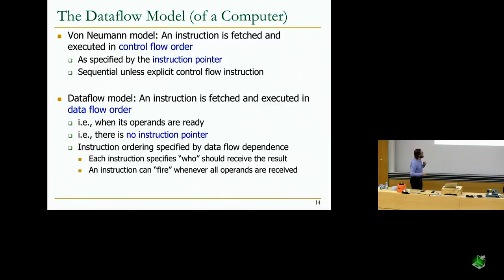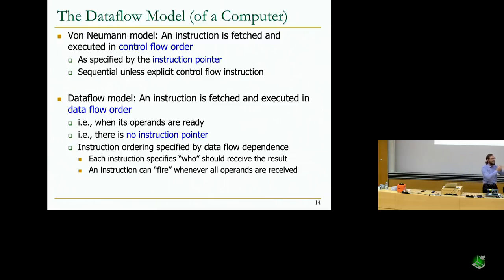Instruction ordering in this model is specified by the data flow dependence. Each instruction specifies which other instruction should receive the result. So you have an explicit pointer to some other instruction saying this instruction should receive my result. Now, how do you encode it? Those are issues that are left to the ISA designer, which we're not going to go into a lot of detail about. And an instruction can fire, meaning it needs to be fetched and executed, whenever all of its operands are received. For example, if you have an add that has 2 operands, when both of the operands are received from potentially different instructions, you can fire that instruction.